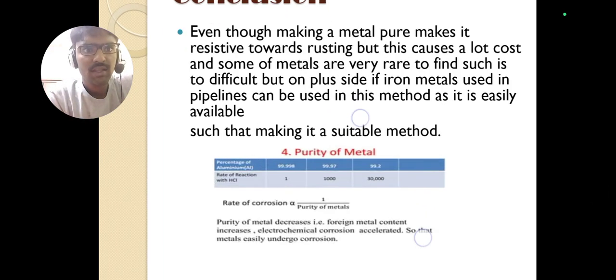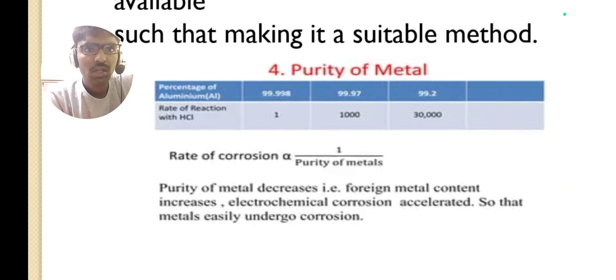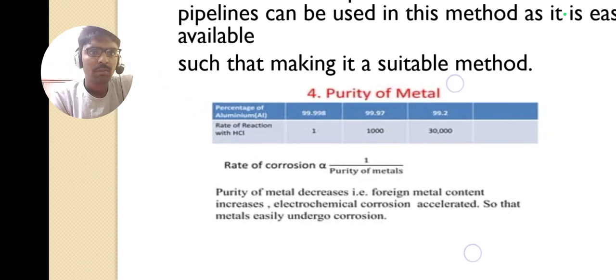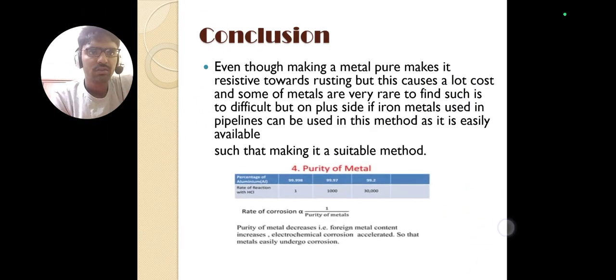So here we can see the percentage of aluminium, Al 99.99, and rate of reaction with HCl. So the rate of corrosion is inversely proportional to the purity of metals. As the purity of metal decreases, foreign metal content increases. Electrochemical corrosion is accelerated so that metals easily undergo corrosion.